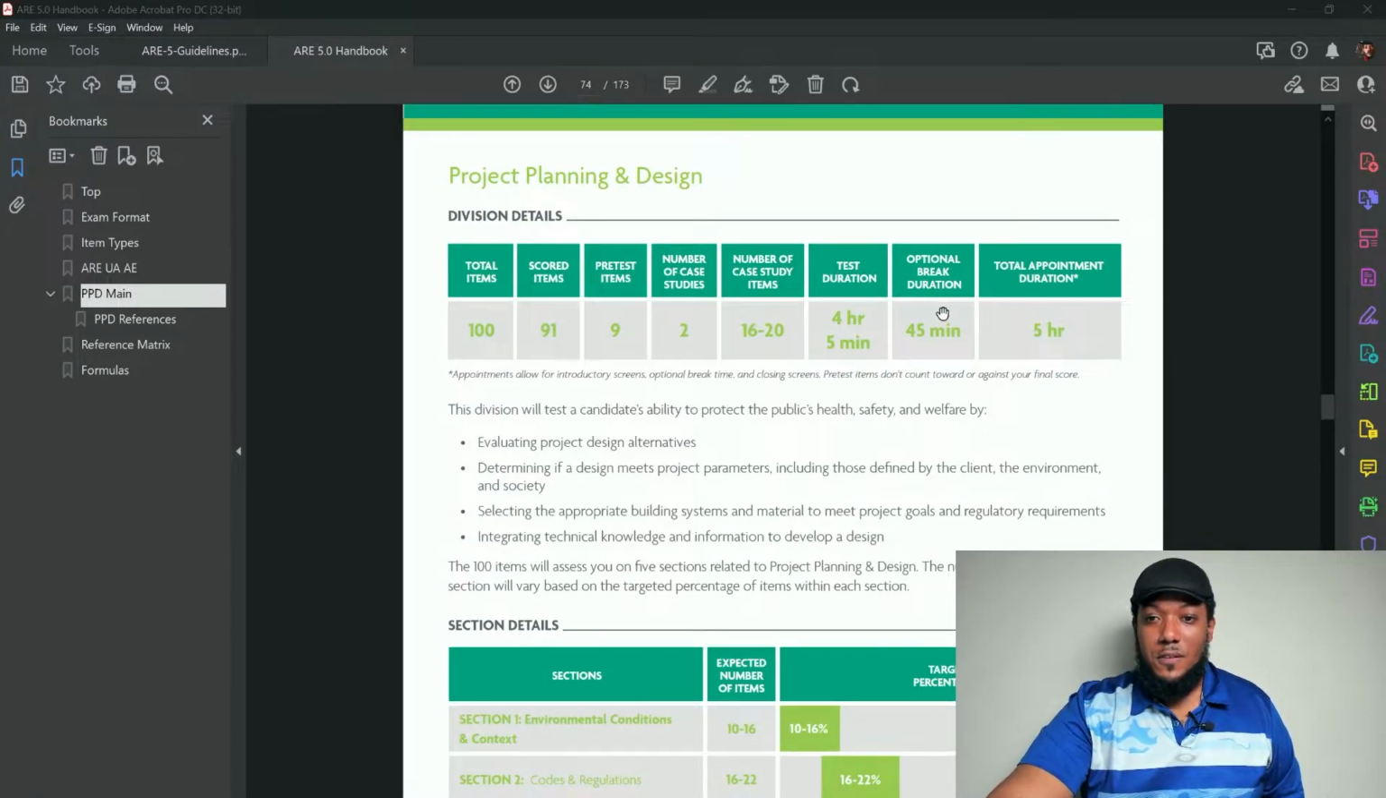You have your optional break for 45 minutes, and looking at this 4 hours for 100 items, you could easily say, thinking about 240 minutes, that I have 2.4 minutes per answer. But that's not true, because the case studies are going to take most of your time. Essentially, about 32 to 40 items are going to be case studies, so about 60 are going to be multiple choice. Those 60 multiple choice items do not get the same time, because you have to read the case study and everything. So that's the initial structure of the exam.